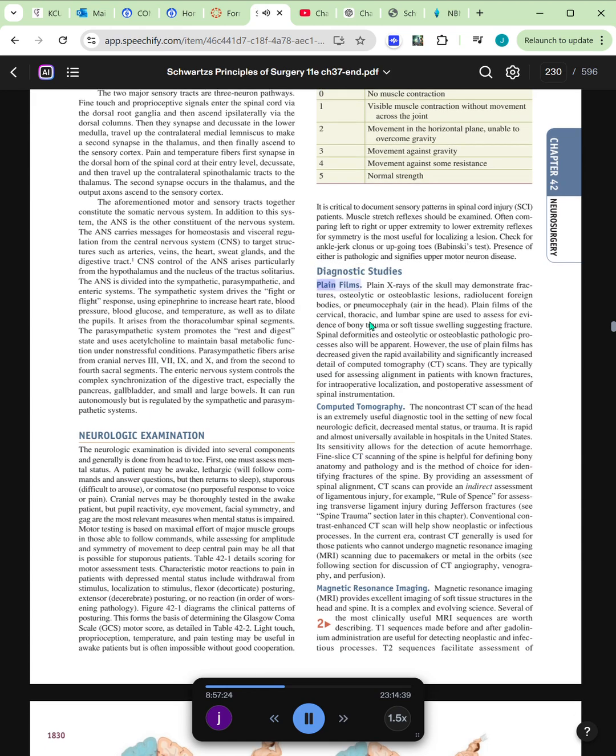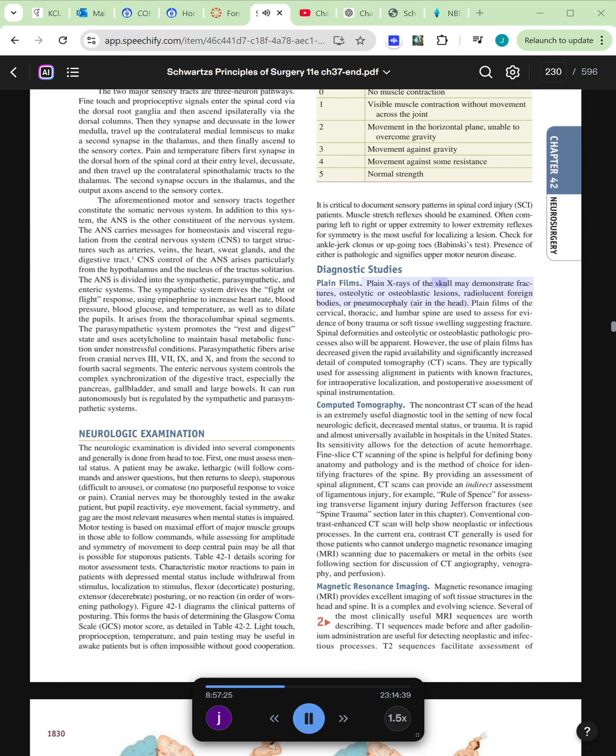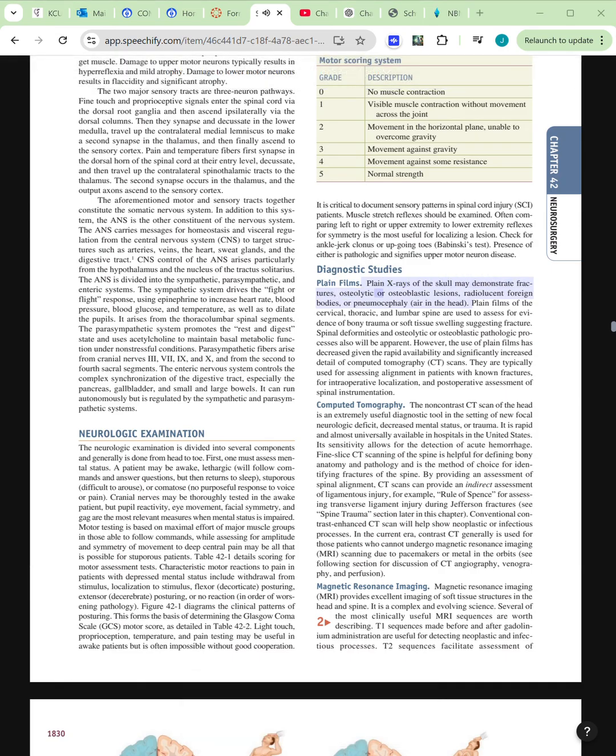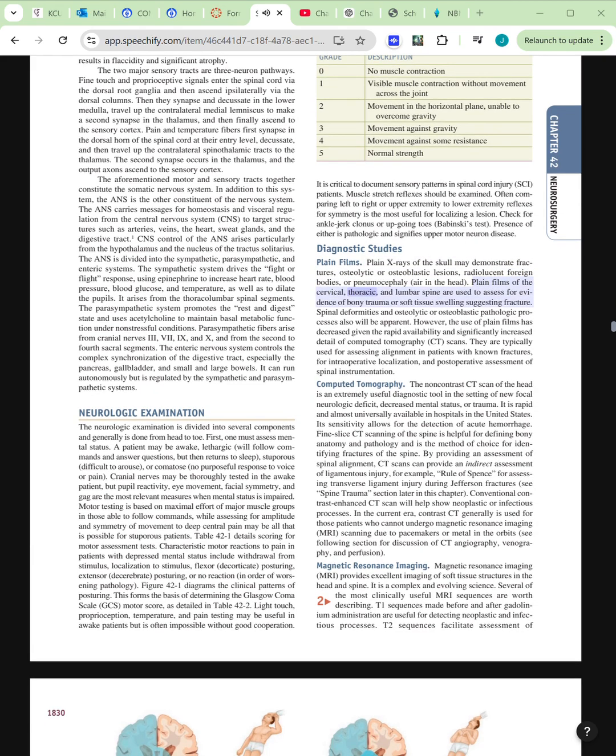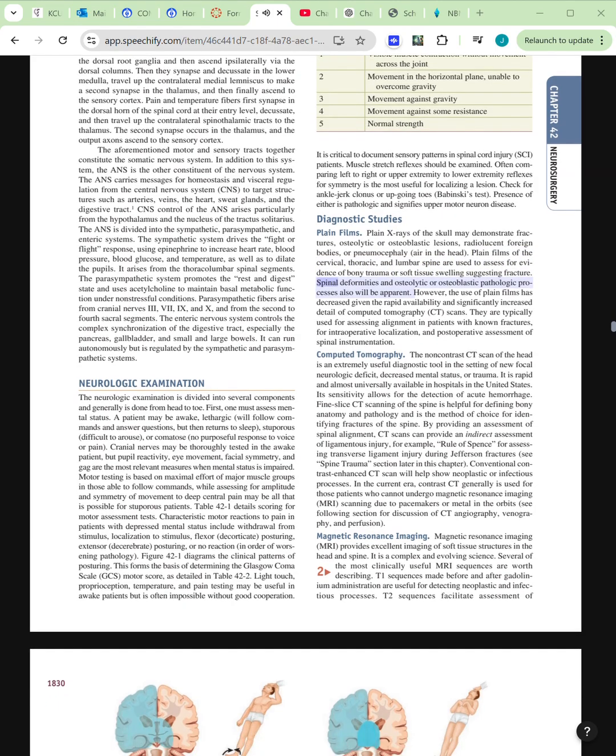Diagnostic studies. Plain films, plain x-rays of the skull, may demonstrate fractures, osteolytic or osteoblastic lesions, radiolucent foreign bodies, or pneumocephaly. Plain films of the cervical, thoracic, and lumbar spine are used to assess for evidence of bony trauma or soft tissue swelling suggesting fracture.